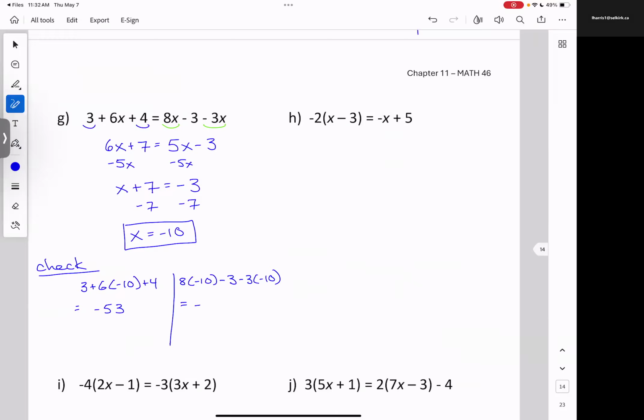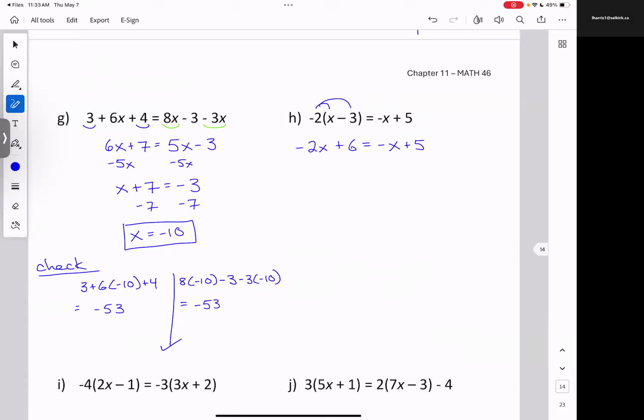Yay, I do. So yes, we know that's correct. Okay, next one, step one, we need to distribute out that negative 2. That leaves us with negative 2x, and then we've got negative 2 times negative 3 gives us plus 6.